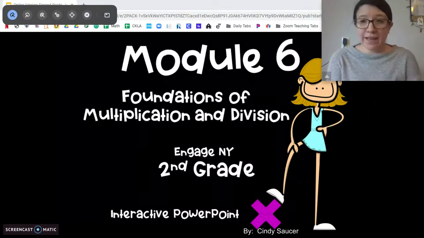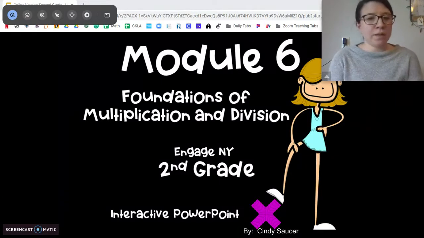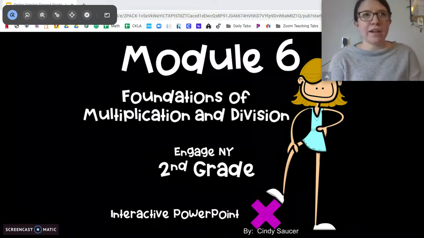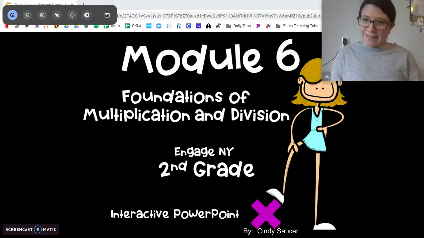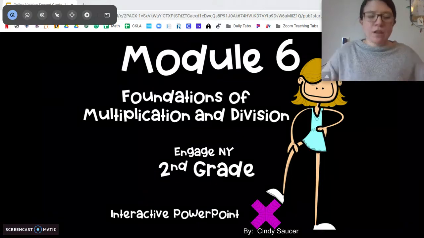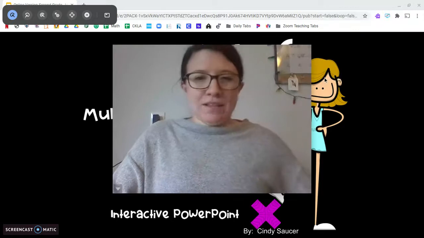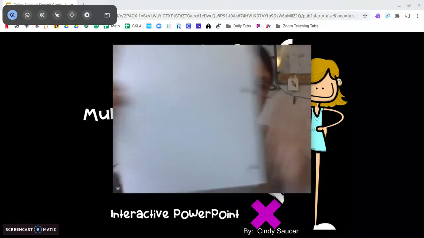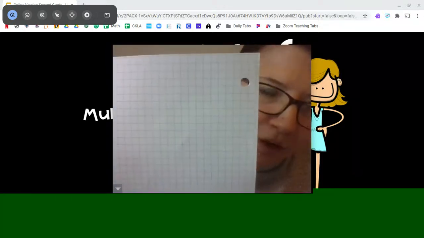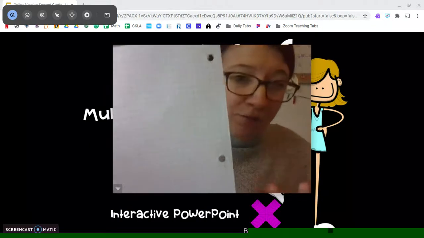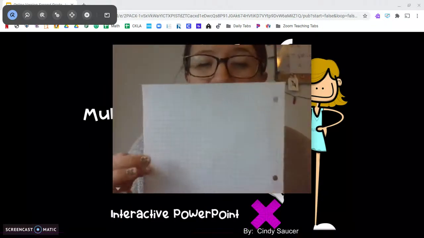Now this one is going to be kind of fun. We're still working with arrays, but we're going to manipulate arrays a little bit to create something and do something creative. So what you're going to need for this lesson is what's called grid paper. So here's an example. It has the little boxes on it.